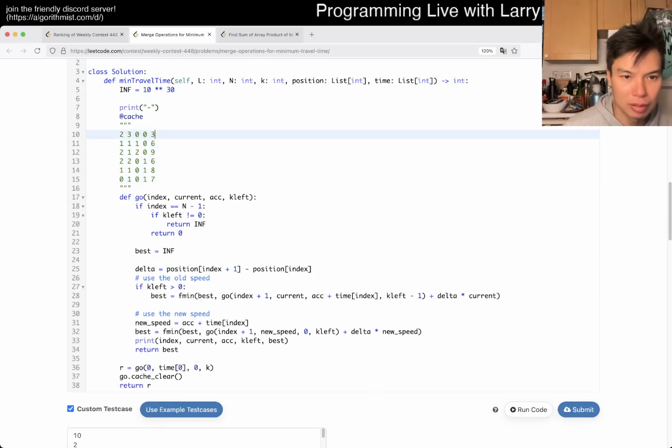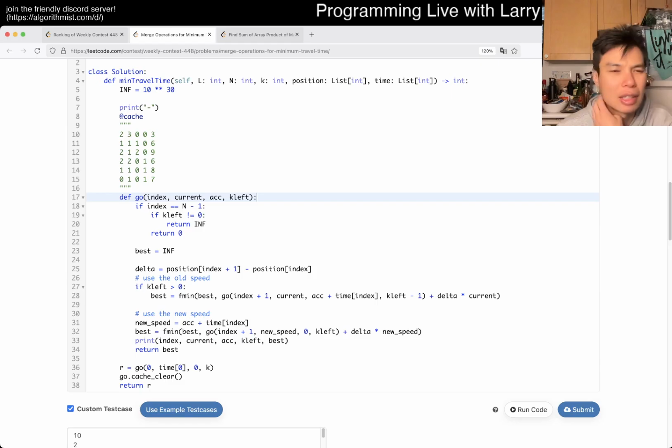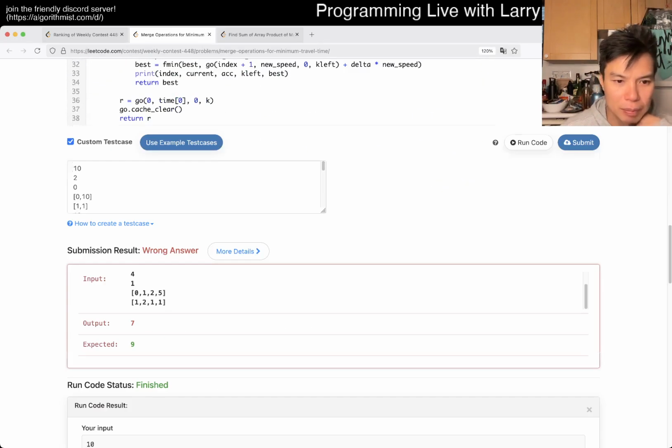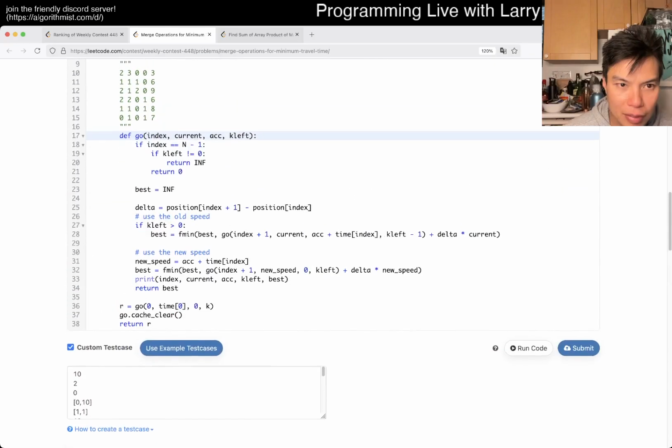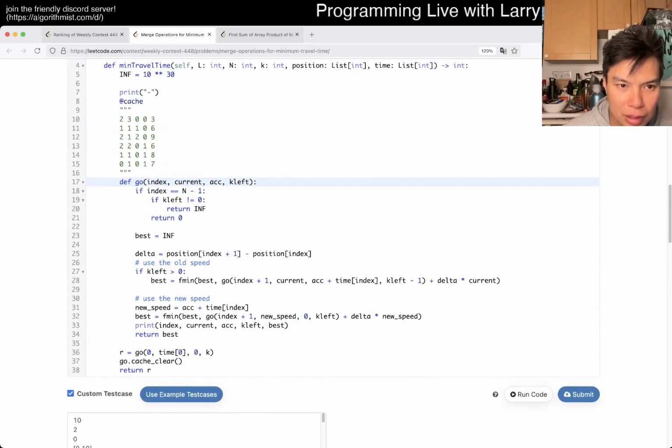Okay, so we... 2, 3, the current speed. Okay, so that returns 3. That sounds right. We're going from 2 to 3. No, wait, does it sound right? We're going from 2 to 5 at speed 3. Is this right? I'm spending too much time on this problem. I should have gotten it by now.